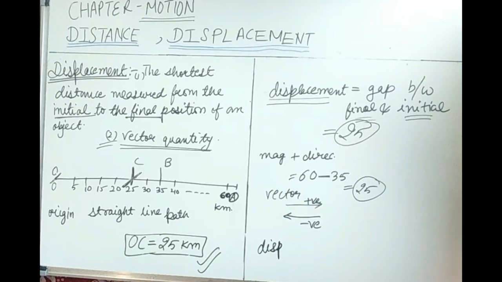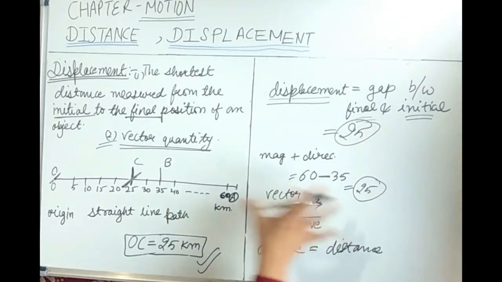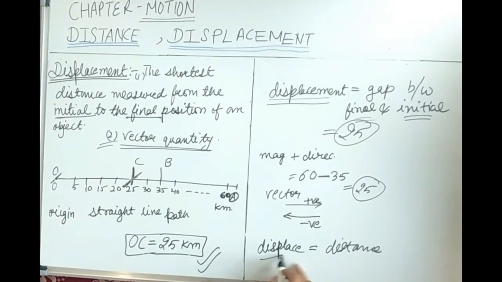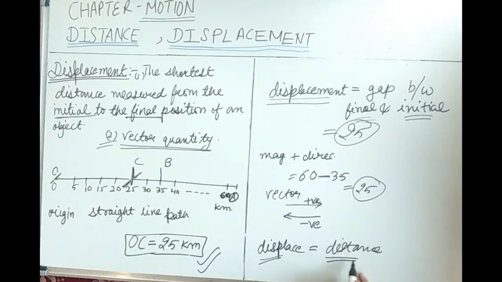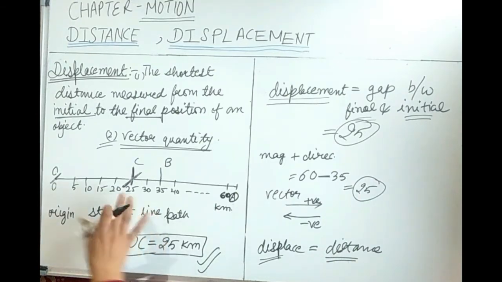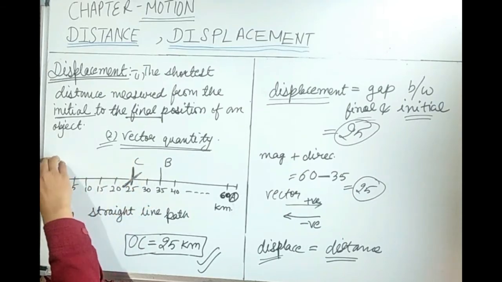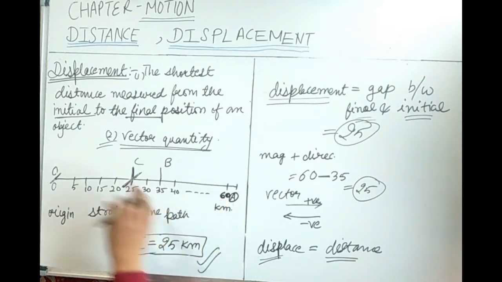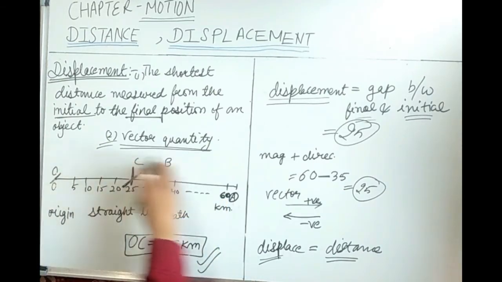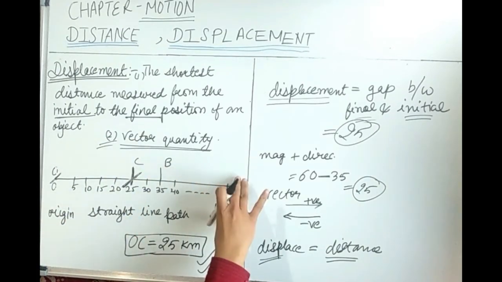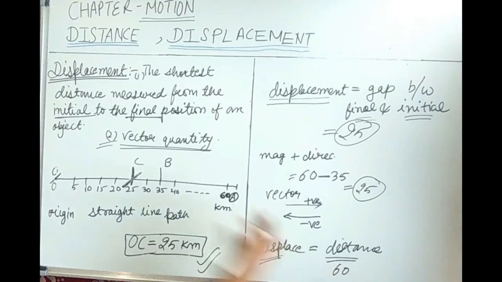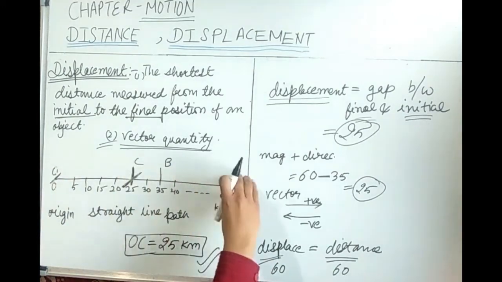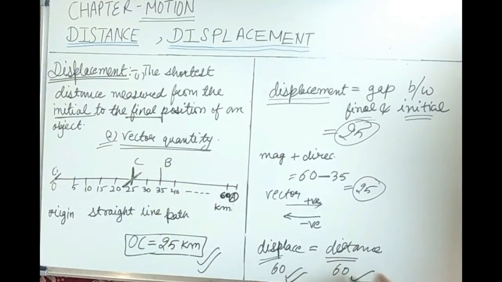Now the question arises, can the magnitude of displacement ever be equal to distance? We have got two different values, but can you see when displacement will be equal to distance? Yes, this is a straight line path. When the object moves from O to A, the distance is 60 km. And in the same case, the displacement will also be equal to 60 when the path is a straight line path. O to A, the object is moving, distance is 60, and displacement is also 60. So displacement is equal to distance in this case.